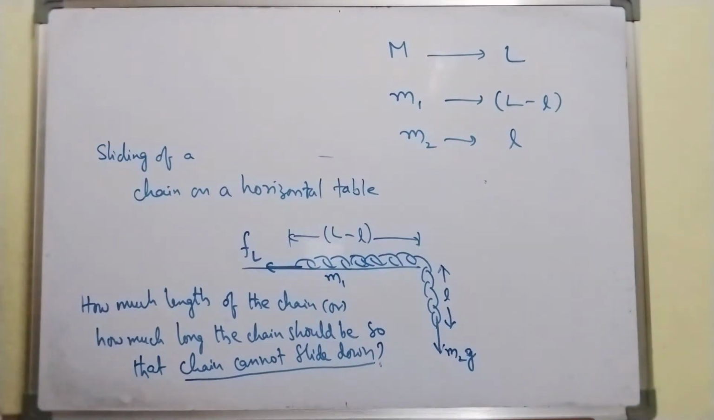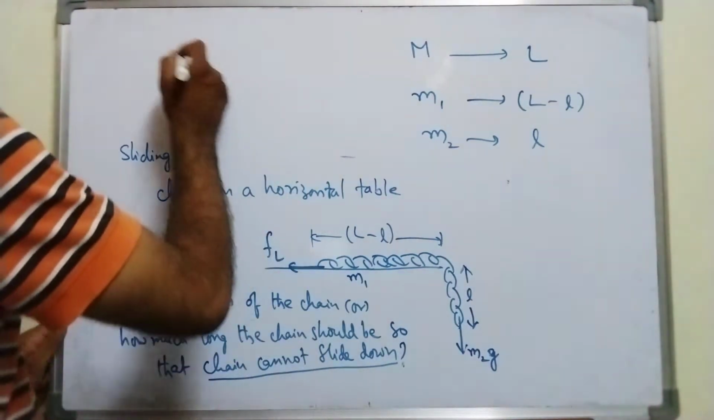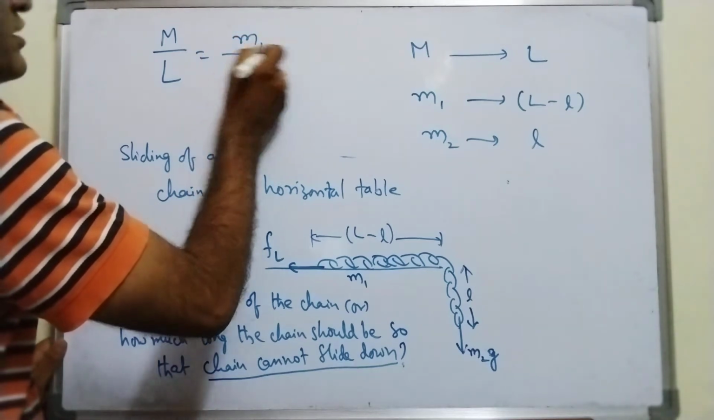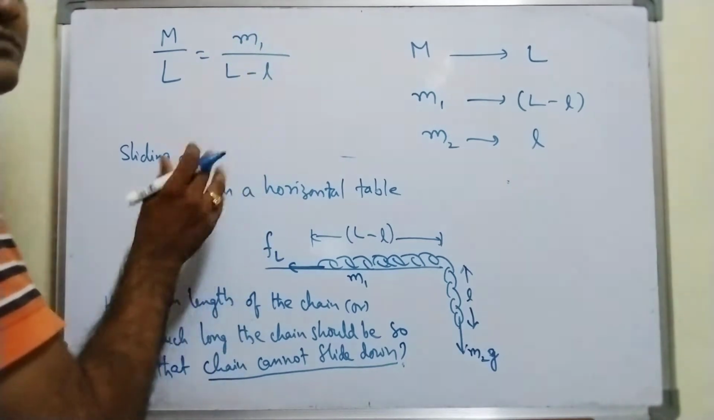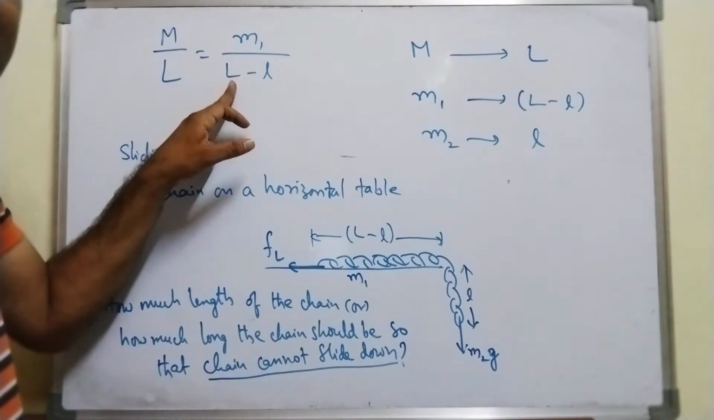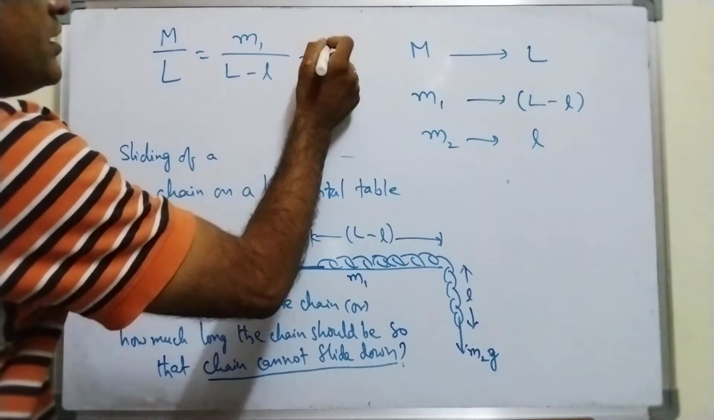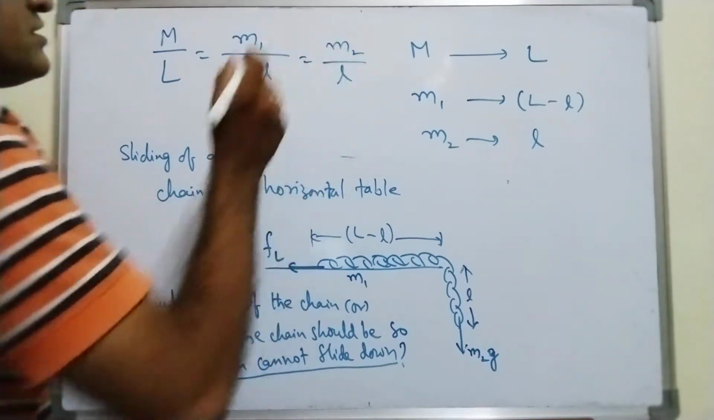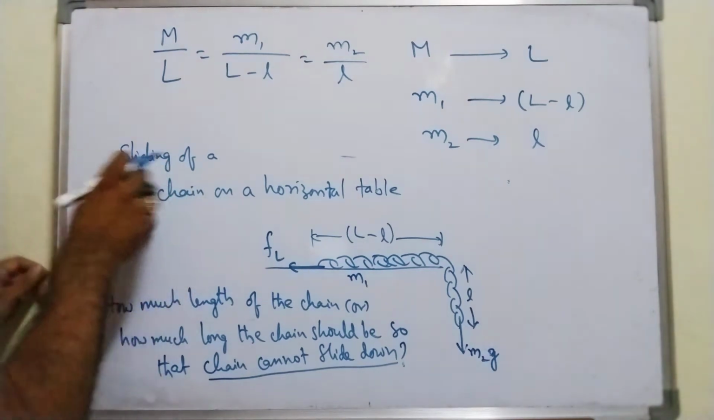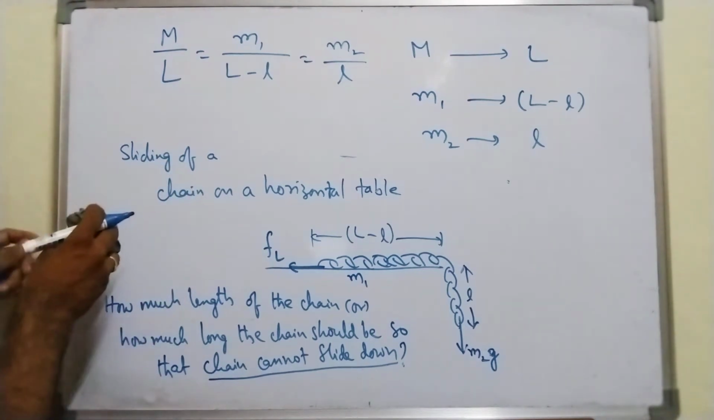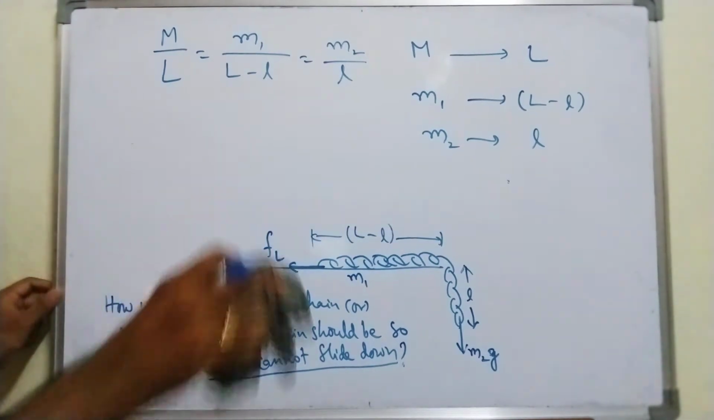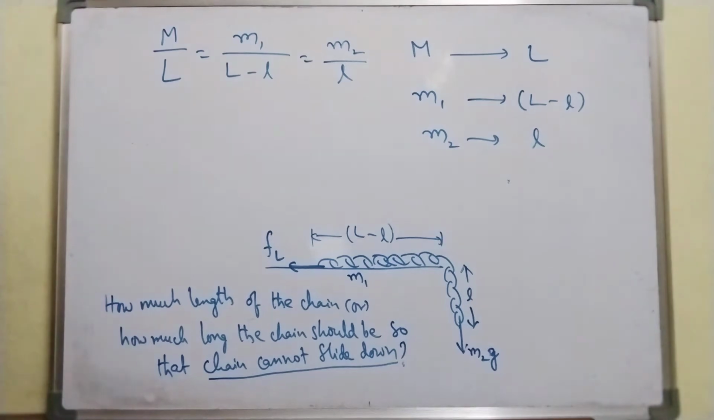Right? So I can write in this way: total mass by total length is equal to M1 upon L minus l. Total mass M, total length L; M1 mass, L minus l length; M2 mass, l length. This is this scenario. Is it not? Right?